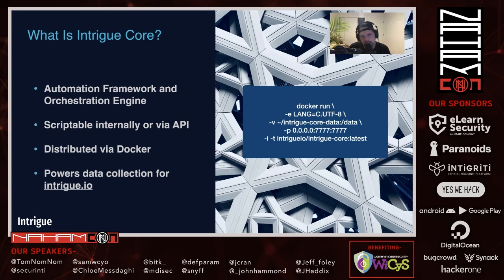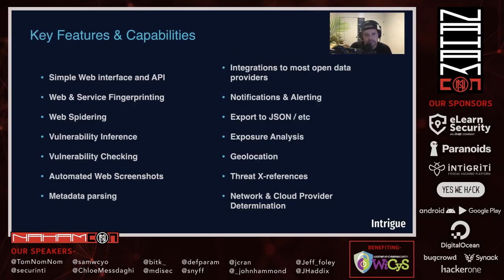And it's a scriptable engine, and it's really designed to do automation and attack surface discovery. It's kind of an orchestration engine. The command on the right, you can actually just directly copy and paste. A couple things to point out. That -v option is for Docker. It gives you a volume on your local system, in this case in your home directory, Intrigue Core data, maps that to /data in the container, which gives you the ability to preserve data across different runs. And the -p option will map your local 7777 port to the container, which will give you the ability to see the web interface and interact with the system.